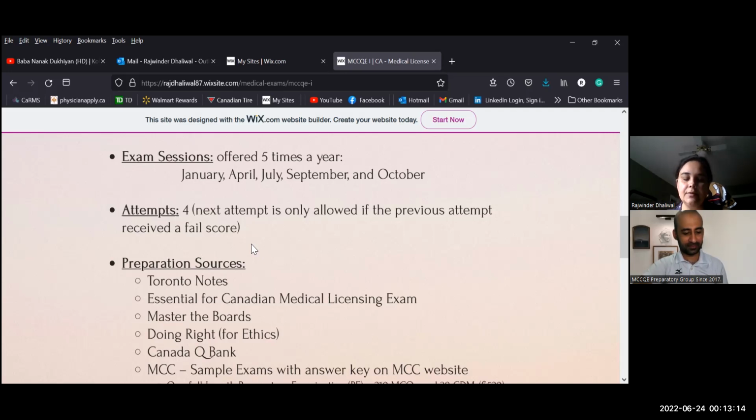Next, before there were no limits on attempts, but now there are only 4 attempts. So you can try 4 times. If you don't pass, then it's no for you. However, there's a trick to this. 4 times does not mean everyone can try 4 times. If you passed your first attempt, even by 1 mark, then you cannot try for a second attempt. You're only allowed a second attempt if you failed the first one, so you cannot improve your scores.